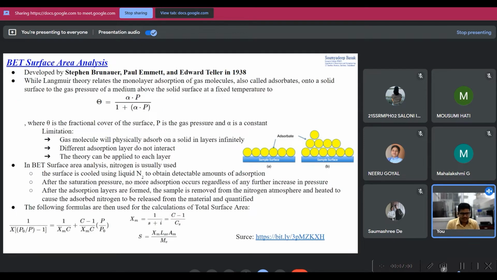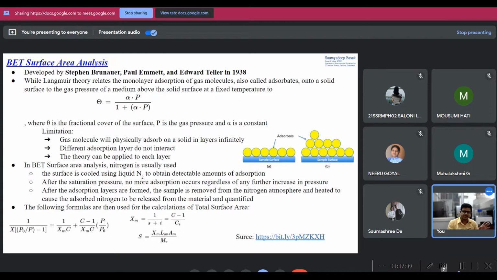So the BET surface area analysis is a widely used porosity measurement technique. Now, the theory for this measurement technique has been there since 1938, and it was developed by Stephen Brunauer, Emmett, and Taylor. This theory is based on gas adsorption. Mind it, it is adsorption, not absorption. Gas adsorption phenomena.